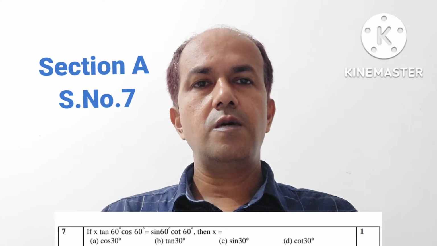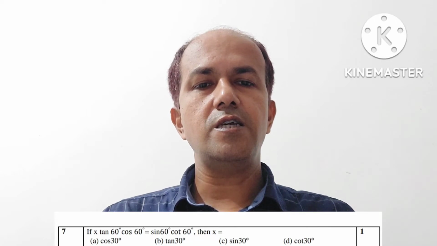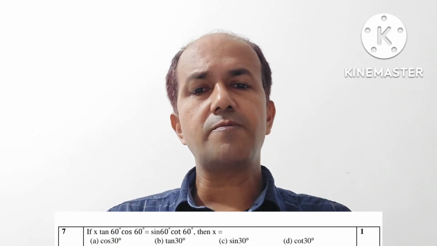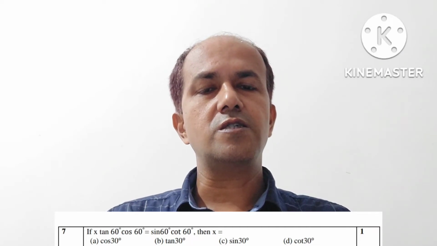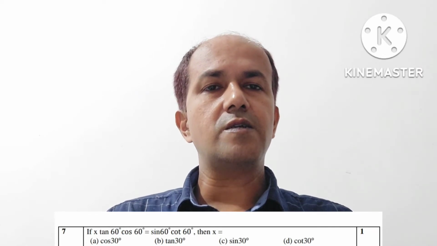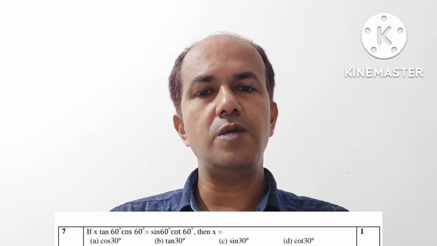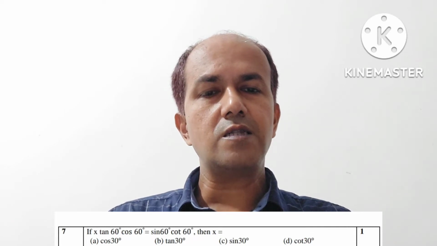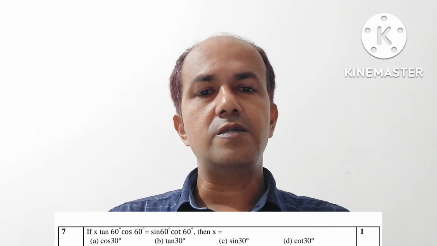Question number 7. x tan 60° cos 60° = sin 60° cot 60°. You have to find the value of x. Simply substitute the values of tan 60°, cos 60°, sin 60° and cot 60°. After substituting these values and simplifying, you will find the value of x. Here the value of x will be 1/√3, and among the given options tan 30° is 1/√3. So your answer will be option B, tan 30°.